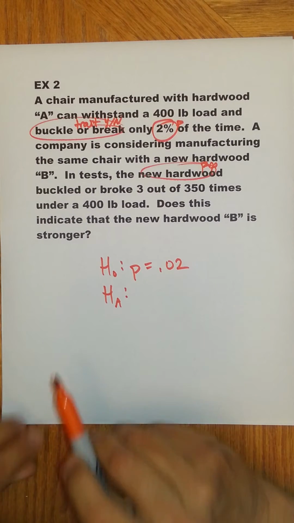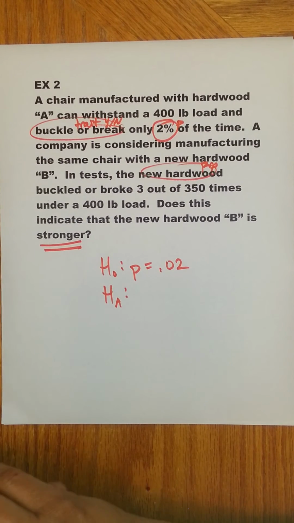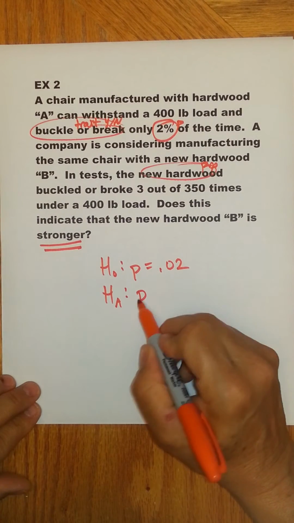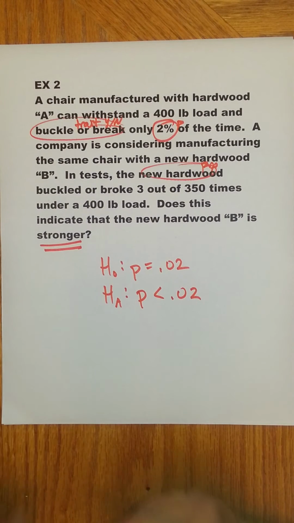Now we're wondering if the new hardwood is stronger. If the new hardwood is stronger, then the percent of times that it would buckle or break should be less. So I would say it's now going to be less than 2% of the time that it buckles or breaks. All right?